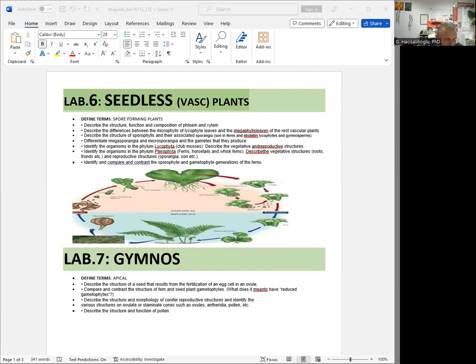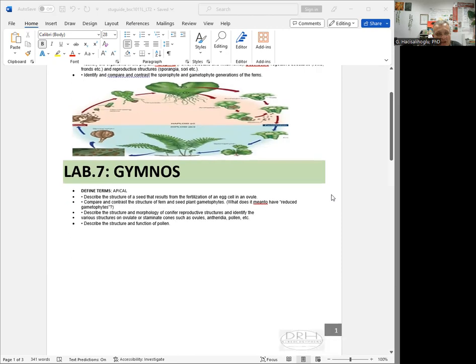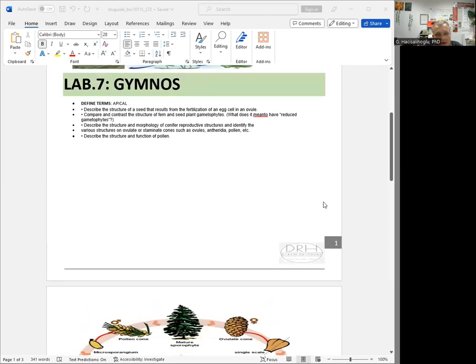So that's seedless plants. The next lab is gymnosperms. Gymnosperms are not a very large group here as a lab, but we have some of the oldest plants and some of the largest, tallest plants, and they are all under gymnosperms. Gymnosperms have 4 phyla. The biggest one is Coniferophyta. Then there is Gnetophyta, then Cycadophyta, and Ginkgophyta.